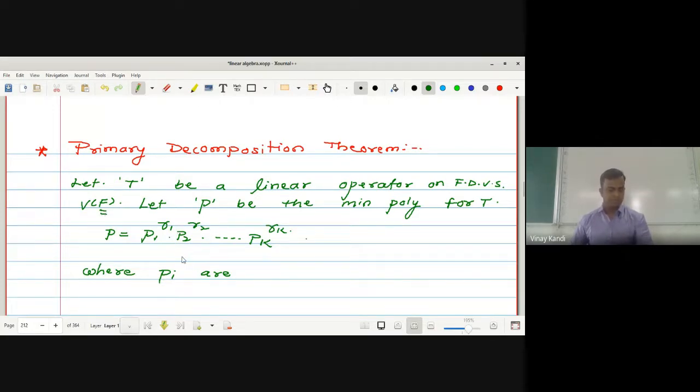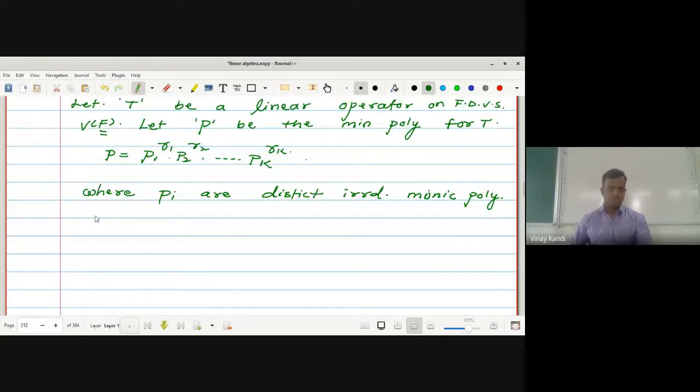Okay, so where this Pi are the distinct. Okay, distinct means P1 is not equal to P2 is not equal to up to Pk. Okay, distinct irreducible monic polynomial over capital F, this field F. And what is Ri? Ri are the positive integers. Okay, that's algebraic multiplicity means positive integers, 1, 2, whatever way. Ri are positive integers.